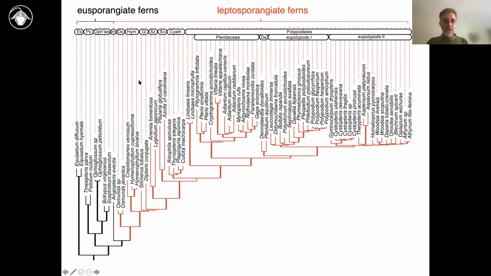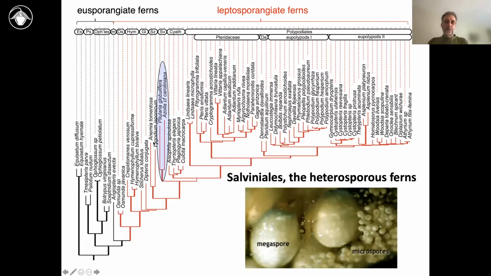So back to that phylogeny, except now I've covered in red all of the leptosporangiate ferns instead of coloring the eusporangiates. So from this common ancestor, all of these guys are all leptosporangiates. And we'll start off by talking about this one strange group, which is an order of leptosporangiate ferns called the Salviniaceae that are also sometimes called the heterosporous ferns.